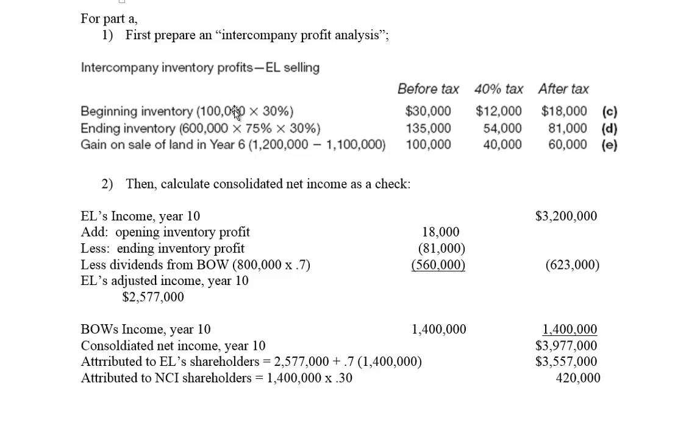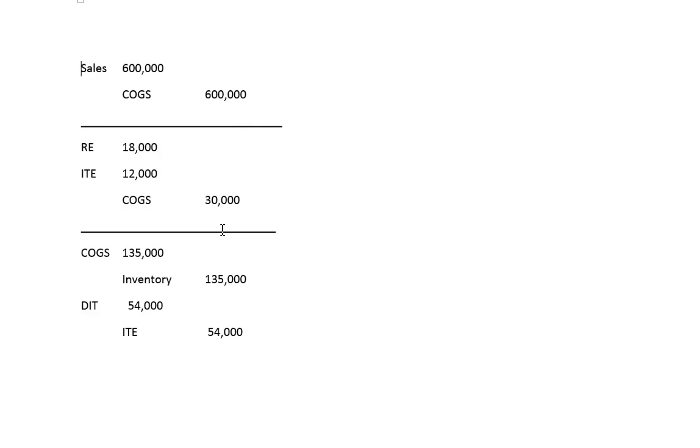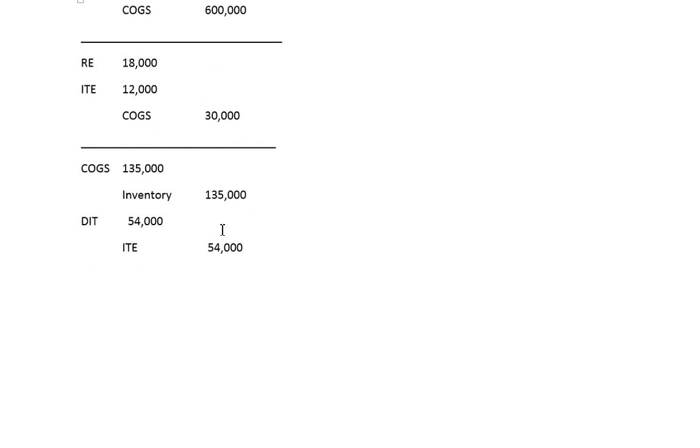So what we said is that with the inventory, with the parent selling to the sub, right? In the beginning inventory, at the beginning of year 10, were any of the pre-tax profits sitting in the sub's opening inventory? Now those profits can be recognized in year 10 by the consolidated entity. So what would things look like on the worksheet if we were preparing entries? And again, don't forget, they don't get posted in any separate entity's books. They get posted in the consolidation worksheet to facilitate the consolidation.